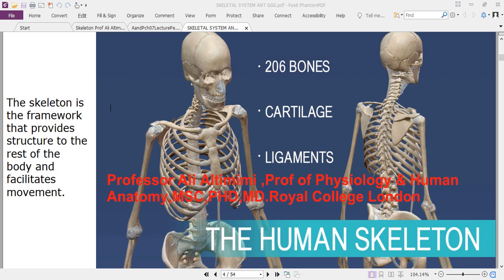The human skeleton is formed by 206 bones, including cartilage and ligaments, and the skeleton is the framework that provides structure to the rest of the body and facilitates movement.